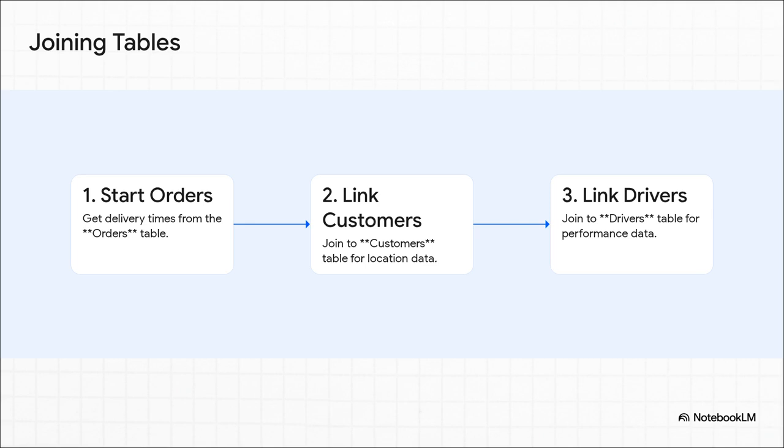You'd start with the orders table to grab all the delivery times. Then you'd use that customer_ID foreign key to link or join to the customers table to find out where the delivery went. Finally, you'd use the driver ID to connect to the drivers table to see who delivered it and check their performance stats. You're literally connecting the dots between tables.